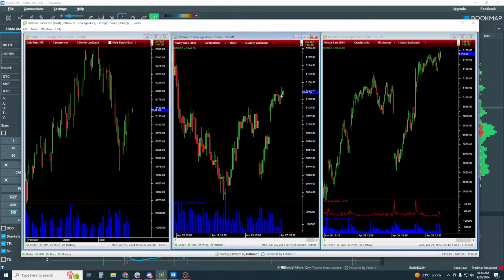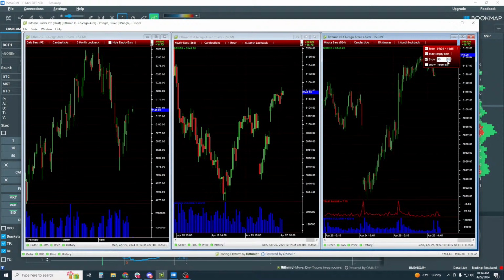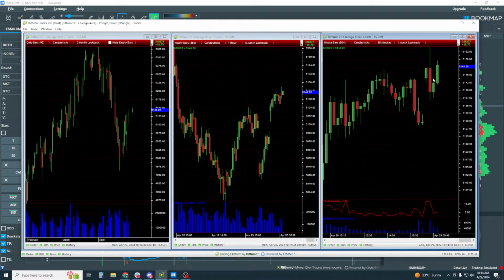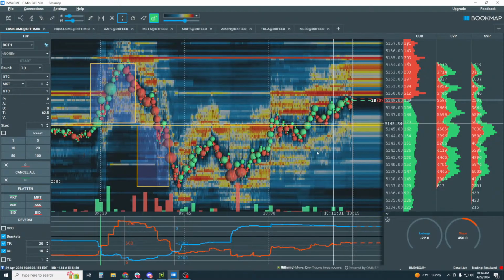Now, let's just zoom in a little bit more on this 15-minute chart so we can see a little more detail. We tested up here, rejected, came all the way back down. This did not hold though, and we're coming back up to retest. So we're looking for volume in here. We're looking for the order flow, and we're looking for that 5150 area that we were just talking about. We're just about to trade into it.